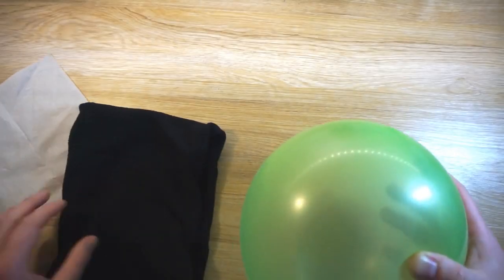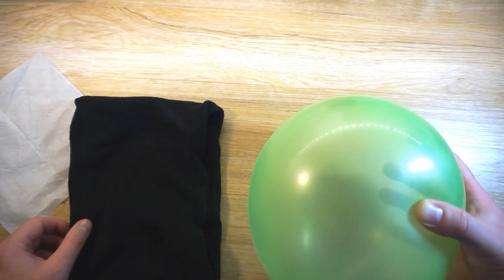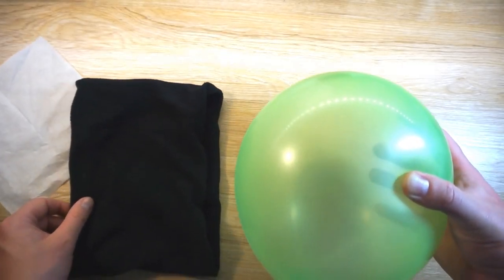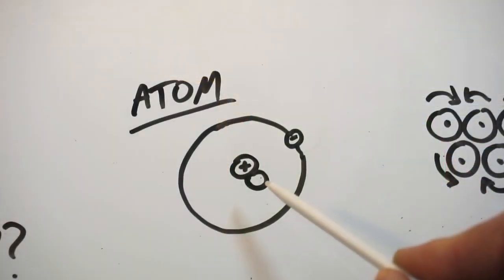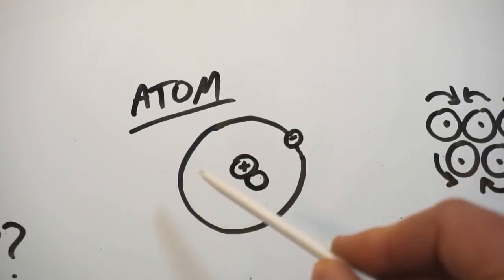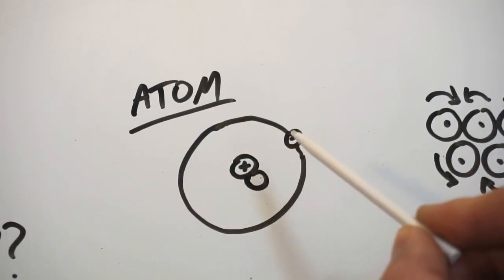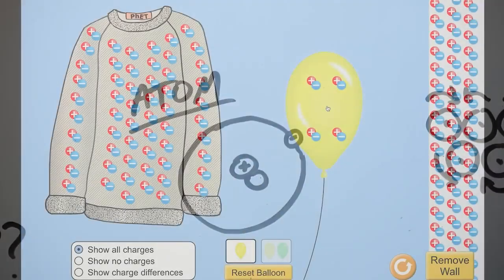Another example of a non-contact force is static electricity, and you might have noticed this when you've touched something metal and you feel a bit of a shock from it. To explain how this one works, we need to talk about electrons again, and just a reminder that electrons are the negatively charged particles within atoms.